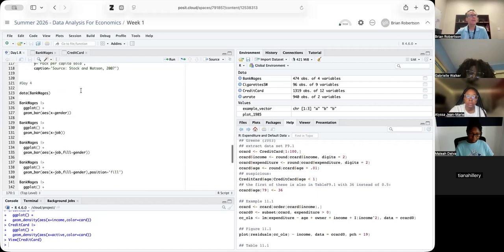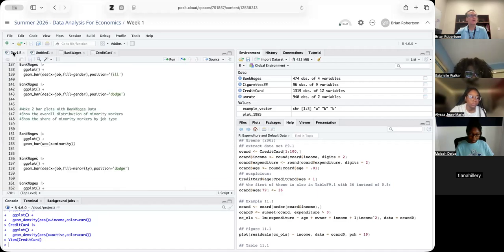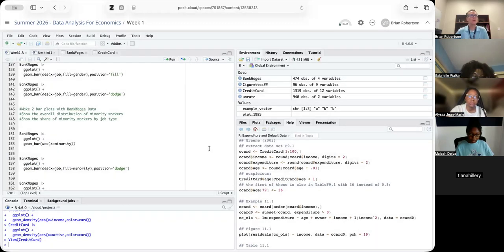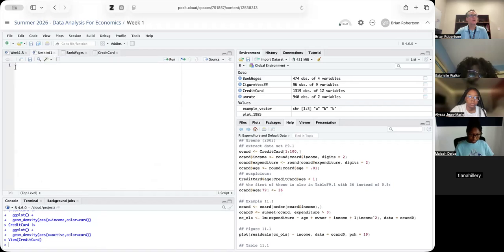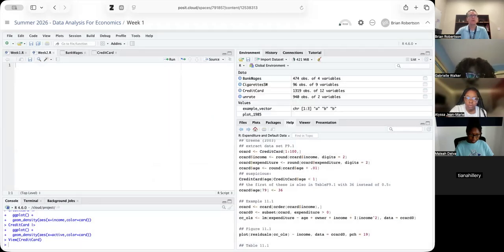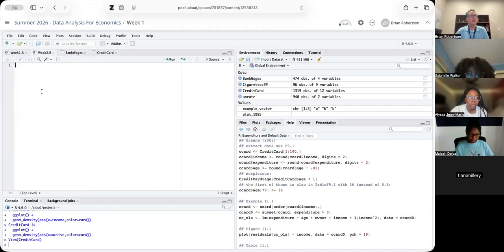Let's go ahead and load up. If you will bear with me here, I'm going to start a new script. I'm going to rename this one as week 1, and save this as week 2. And I'm going to start up the top here. Copy this over here.